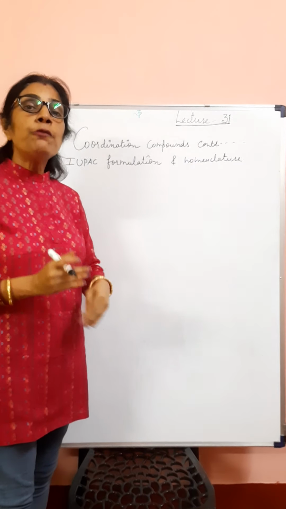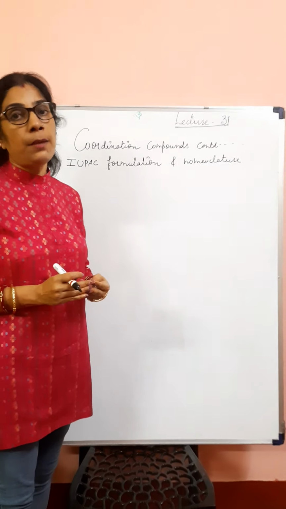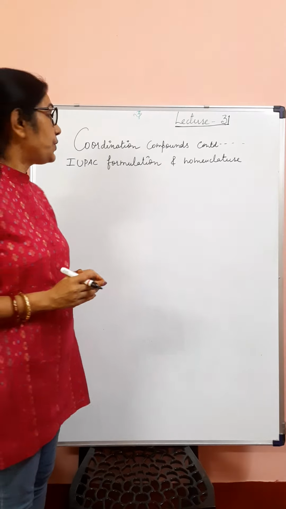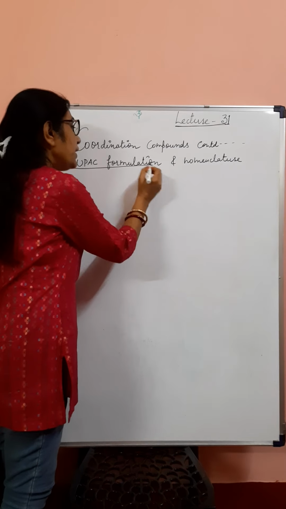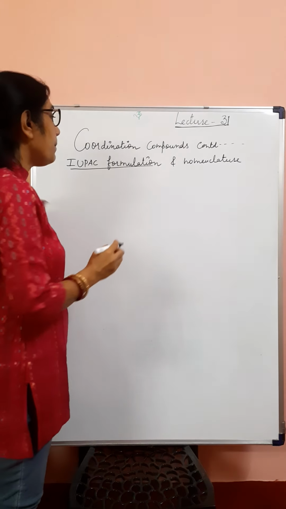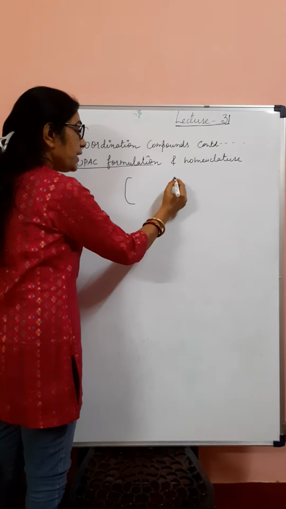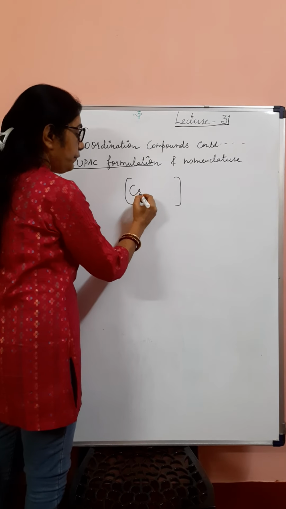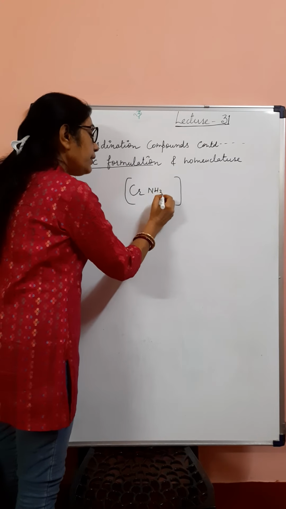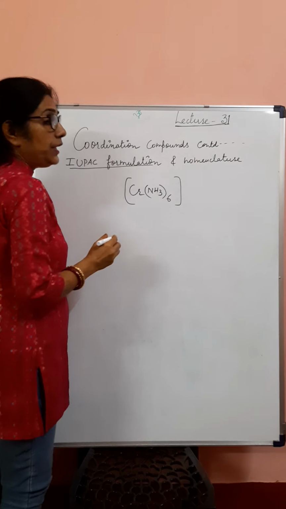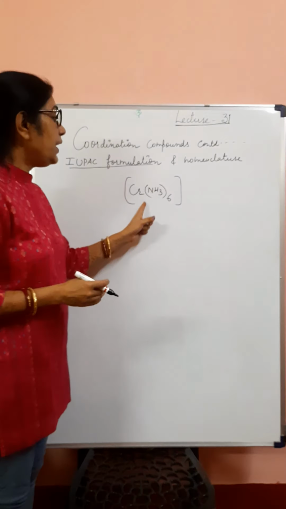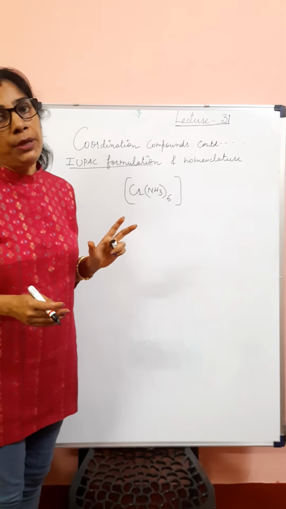So first of all, how do we write the formula of a coordination compound, and after that we'll discuss the rules for writing the IUPAC names. So far as IUPAC formulation is concerned, while writing the formula of a coordination compound inside the coordination sphere, first of all we write the central atom. After that we write the ligands. Whatever ligands are present, if only one ligand is there, well and good. If more than one ligand is there, then they have to be arranged in alphabetical order.